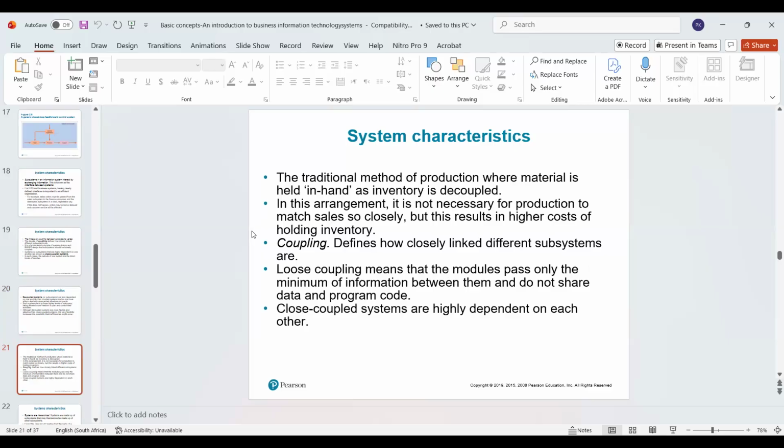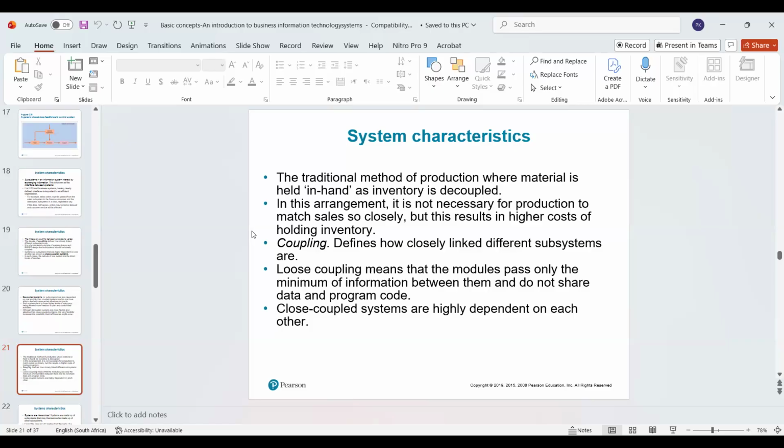I think we will end here, and then next week. So this is an example. Let me just go through this, and then we can end here. This is an example. The traditional method of production, where material is held on hand as inventory, is decoupled, as I gave you the example. So here we are just producing. We have an inventory. We are producing a lot into an inventory. When you go there, there's a lot of products. We don't depend. So in such an arrangement, it is not necessary for production to match sales so closely. So they don't depend on sales in producing.